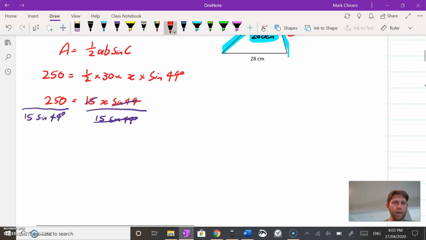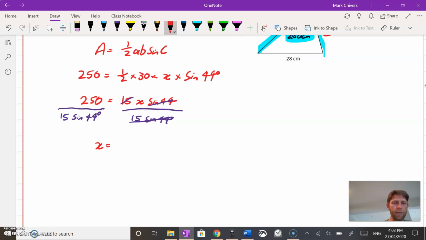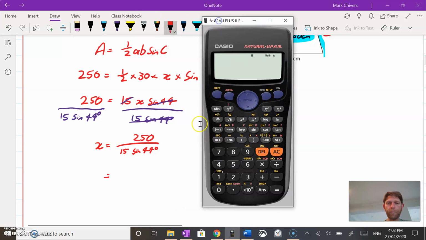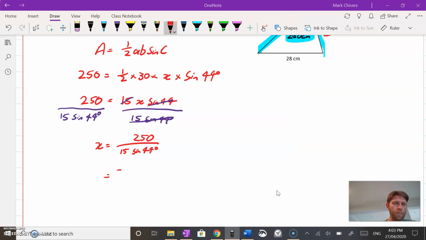And so we end up with a situation where I'll just change the sides around to x equals 250 on 15 sine 44 degrees. And now I can just plug that into my calculator and come up with an answer. So 250 divided by 15 sine 44, and I get 23.99. I think the question said to the nearest whole number, 23.99. I think that's pretty close to 24. And my answer is in centimetres.